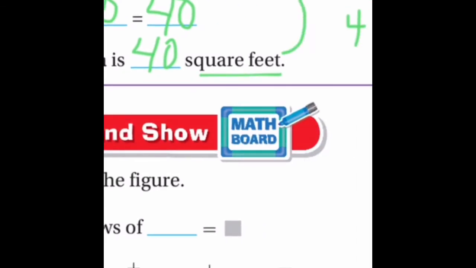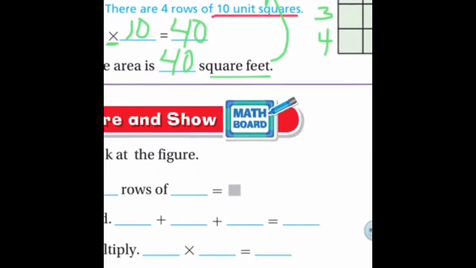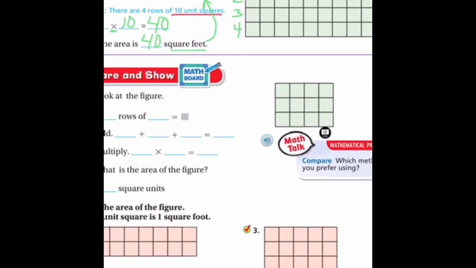And why is it square feet? Because they told us right there. Okay. 4 times 10. 4 rows of 10 there.